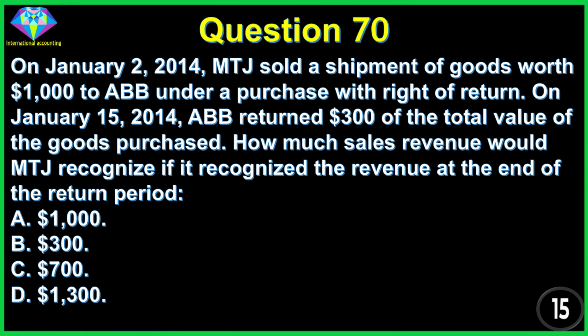On January 2, 2014, MTJ sold a shipment of goods worth $1,000 to AB under a purchase with right of return. On January 15, 2014, AB returned $300 of the total value of the goods purchased. How much sales revenue would MTJ recognize if it recognized the revenue at the end of the return period? A. $1,000. B. $300. C. $700. D. $1,300.